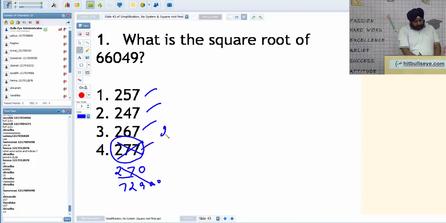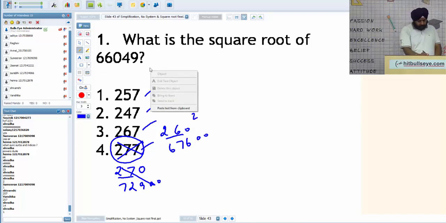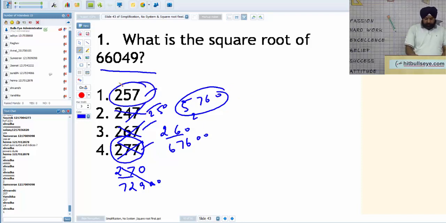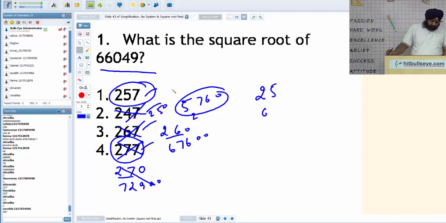267. Take the figure as 260. 260 square, 26 square is 676. So when 260 square is more than this figure 660, then definitely 267 is not the answer. 240 square is 576. So the answer should be more than 250. So it cannot be 247. So the answer left is 257. 25 square is 625 and definitely it is there.